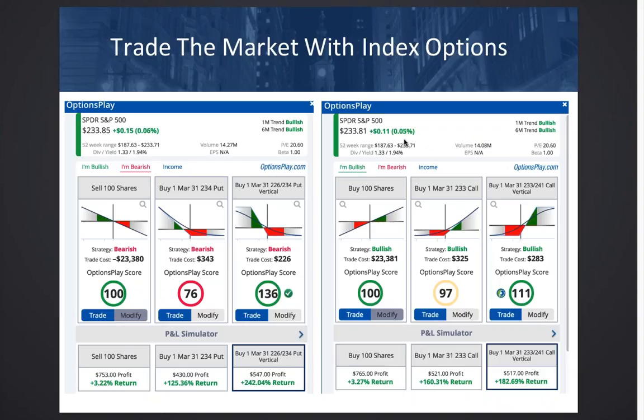But if you were bullish on the S&P earlier today, you could have bought the SPY itself. That's a $23,000 investment for 100 shares. You could have bought a call option, in this case with a March 31st expiration, 233 strike price, slightly in the money, or you could have bought a vertical call spread. Options Play does the heavy lifting in the same way the power gauge rating does it for fundamentals. They look at the probabilities, the implied volatility, everything that professional traders look at, and they determine that the vertical call spread, buying the 233 and selling the 241 against it, had the best risk-reward ratio.